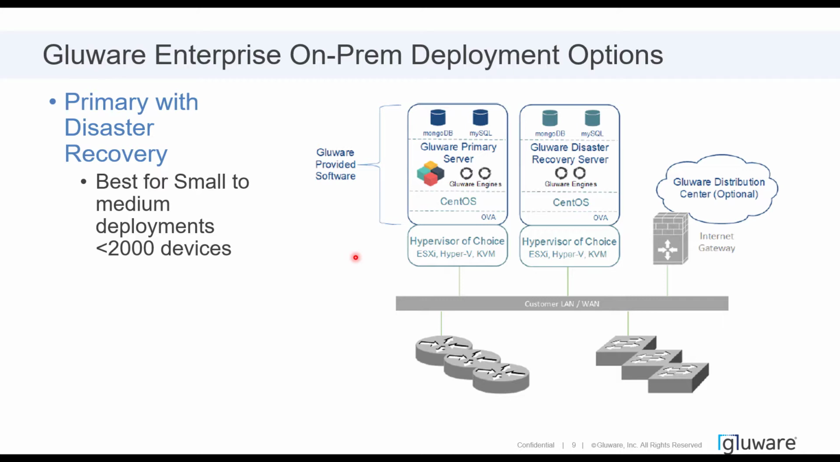And when you're running a primary server and a disaster recovery server, those engines are not taking on jobs while the engine is not running. So you do still have your two primary engines running jobs.